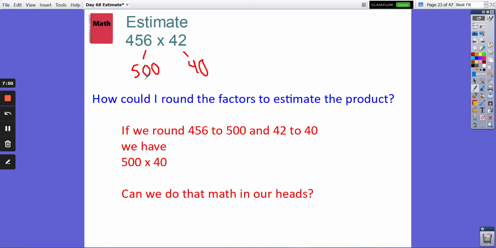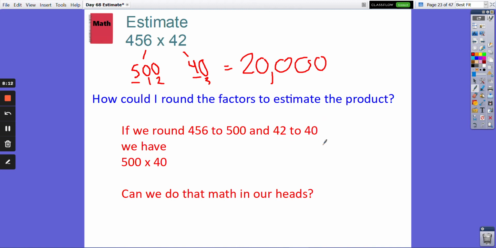Okay, can we do this math in our head? Well, I see my basic math fact back there. 5 times 4 gives me 20. And then I have those zeros behind it. 1, 2, 3. So my estimation would be 20,000.